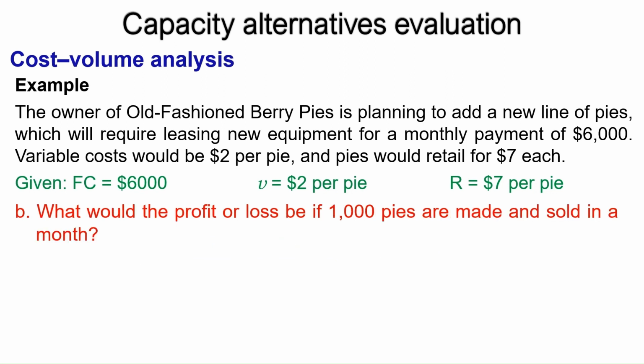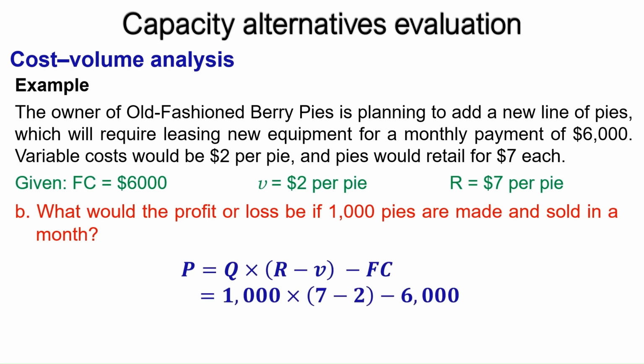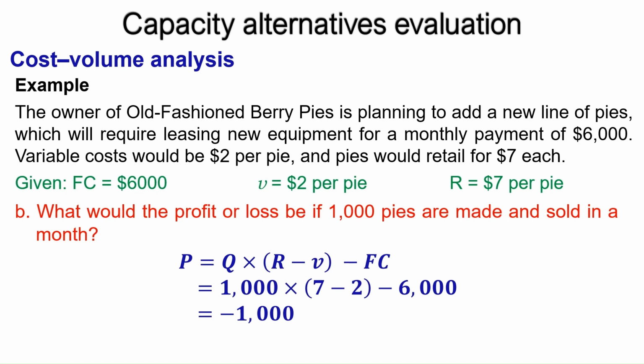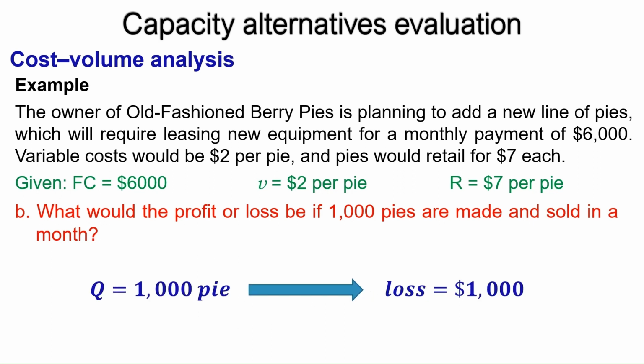The second question is to find the profit or loss if Q equals 1,000 pies. To do this, use this formula. Substituting by the given values, P equals 1,000 multiplied by 7 minus 2, all minus 6,000. This equals negative 1,000. This negative sign means loss. So, if they produce and sell 1,000 pies monthly, they will face a loss of $1,000.